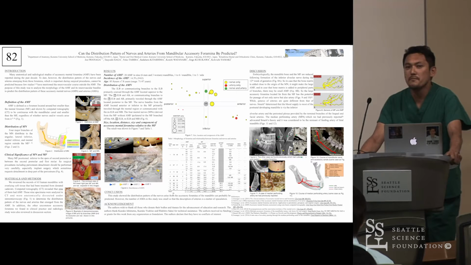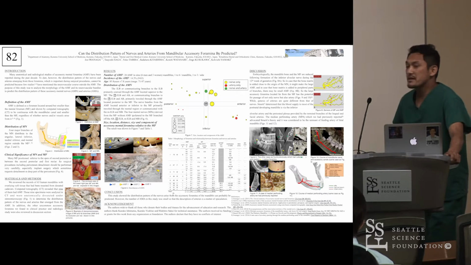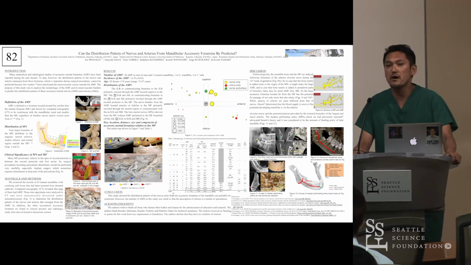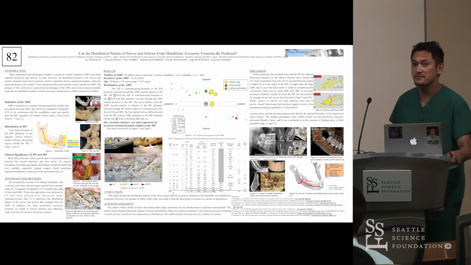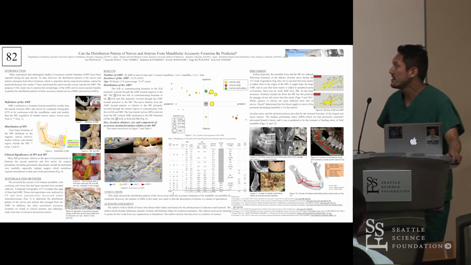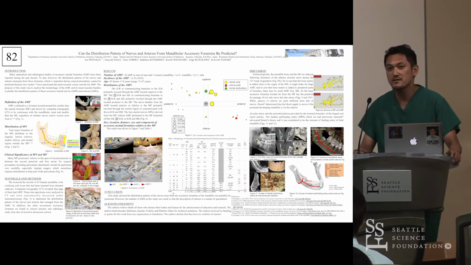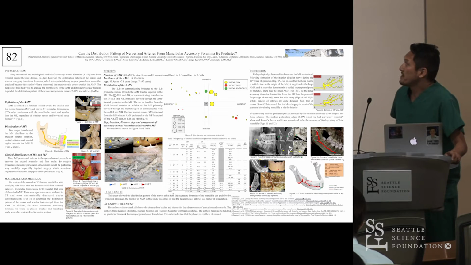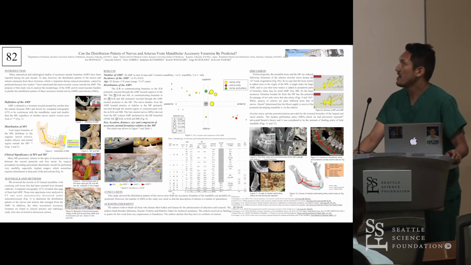Do you know the mental foramen, mental nerve, and mental arteries? The mental foramen is located inferior to the second premolar. More than half of them are located just inferior to the second premolar. Many dentists believe that the mental foramen is located between the first and the second premolars, but actually it is inferior to the second premolar. And in this presentation, I can show you the accessory mental foramen and nerves and artery.